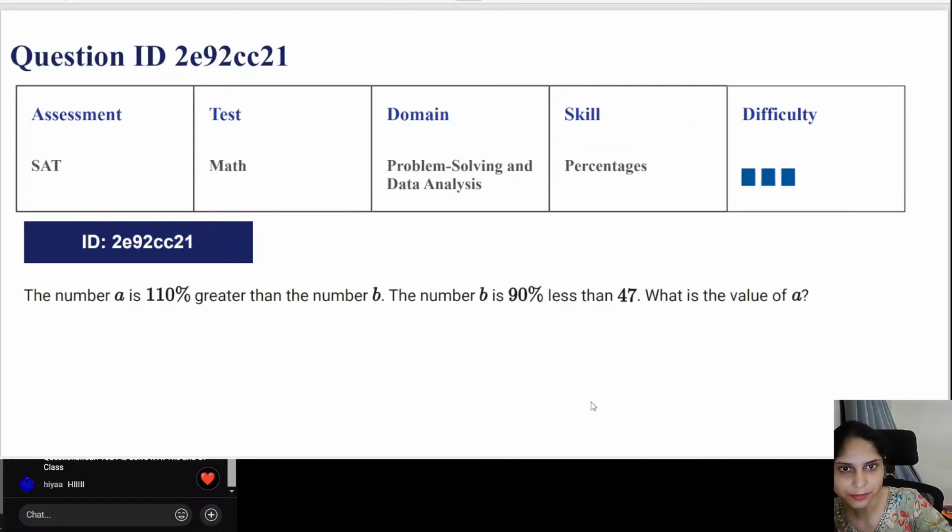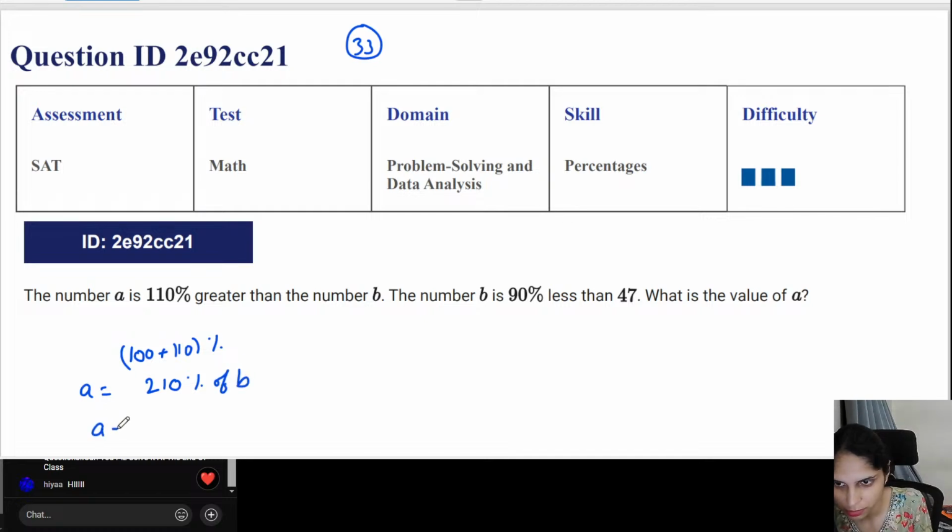Next is question number 33. Again, the same question, but this one is a little different. Value of A is 110% greater than the number B. So 110% greater than, that means you'll have to add 110 to 100. That is 210% of B. That means 2.1 B. Now number B is 90% less than 47. 90% less than 47 means 100 minus 90%, 10% of 47. 10% of 47 is going to be 4.7 because you just have to divide by 10.